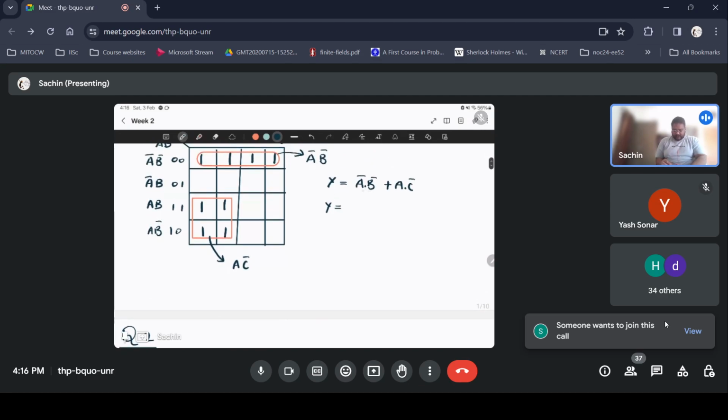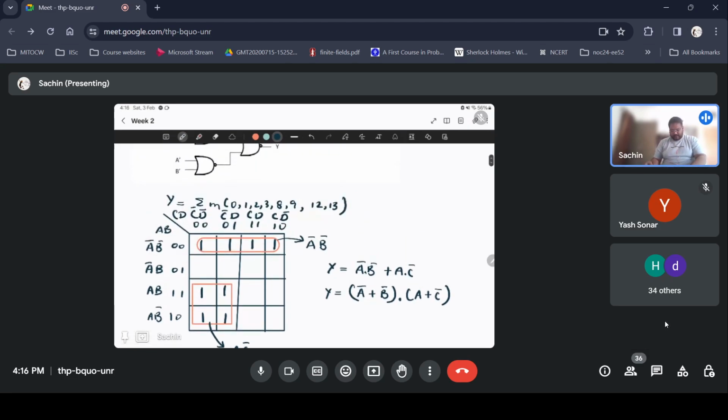So here you can see that there is an AND operation, A bar and B bar. So that has to be changed to an OR operation, A bar plus B bar. This plus will be changed to a dot, AND operation. This dot, which is an AND operation, is changed to OR operation, A plus C bar. So this is the dual of the simplified version of y.